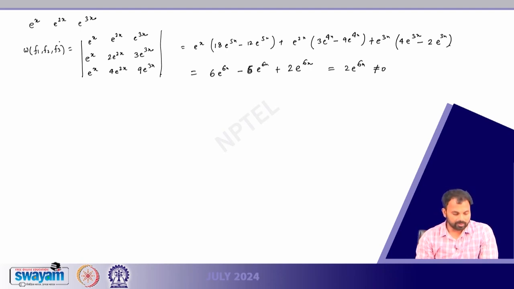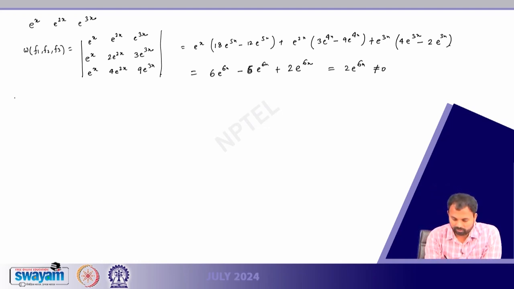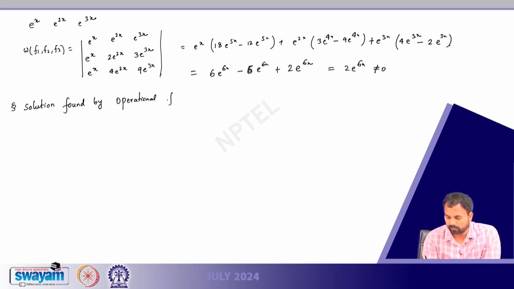Okay, now how do we find out this particular integral? So since we have, let's say, second order, third order, or higher order, we cannot keep writing d n by dx n and all that. So we introduce an operator capital D. So the solution found by operational factors.